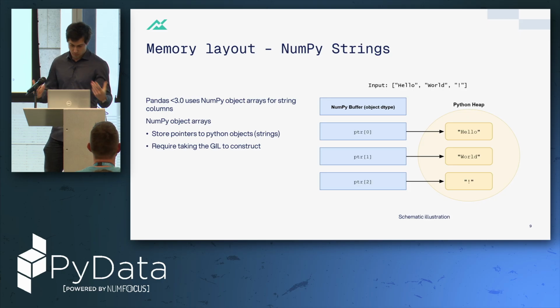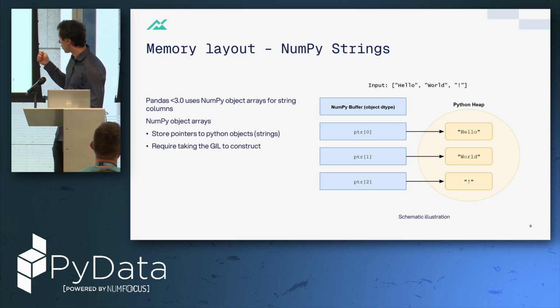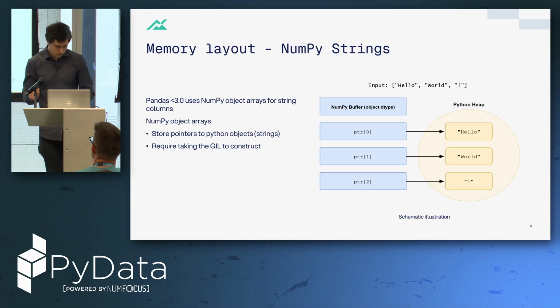So the way we handle string columns is to just have what we call an object data type NumPy buffer, which is essentially just a continuous memory buffer which holds pointers to Python objects. And these Python objects are allocated by Python on the heap. And for strings, they are just strings in Python. So if we have the column containing hello, world, exclamation mark, this will have 3 different Python strings allocated by Python and pointers pointing to them in the NumPy buffer.